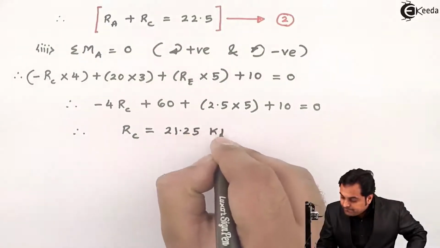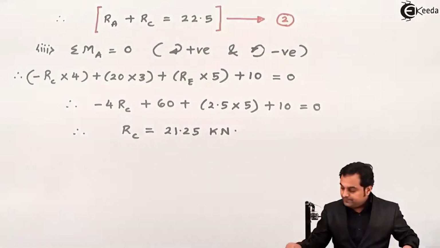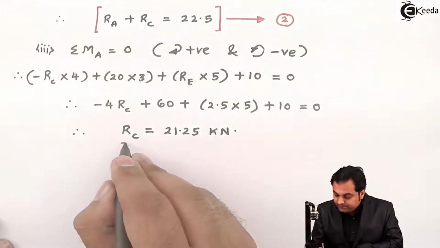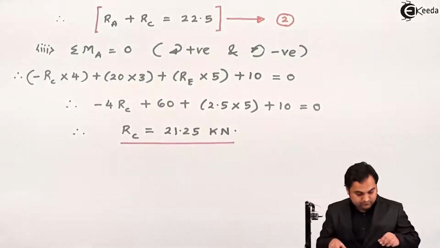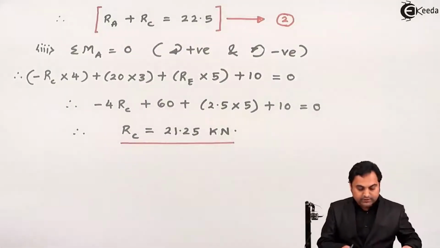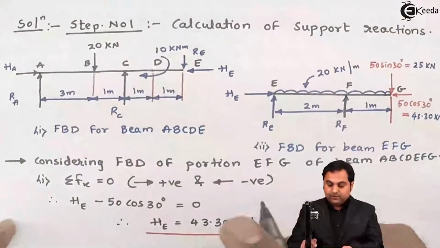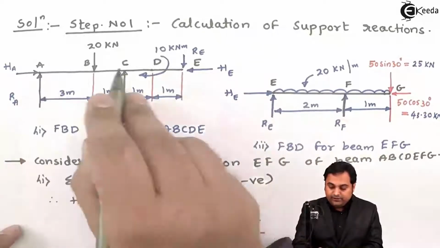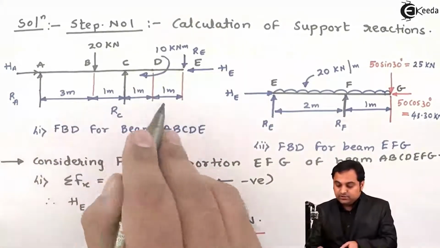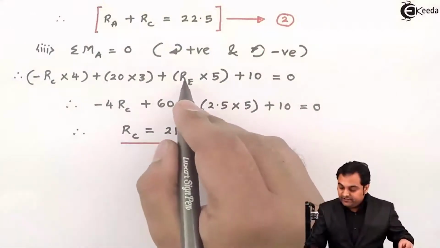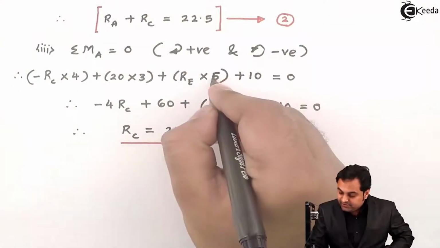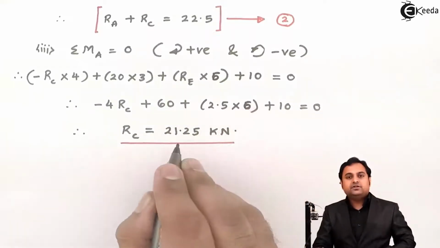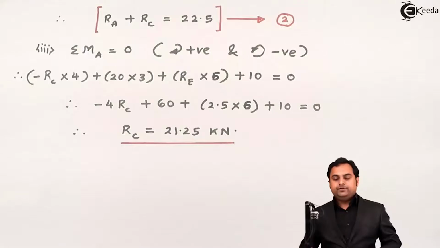Next, after getting Rc, I'll put its value in equation 2 to get Ra. And here we have to see that when I was taking the moment from Re, that is at point A, Re into the distance is 6. So here I've written Re into 5. Actually this is Re into 6. So this is 2.5 into 6 and this will give me the same answer, that is 21.25 kilonewton.